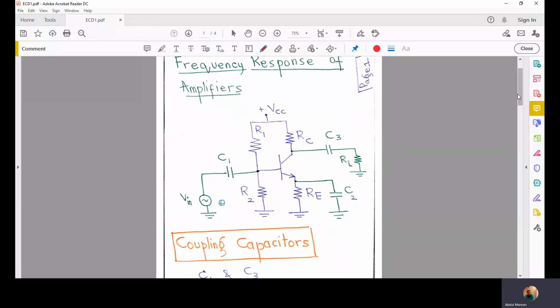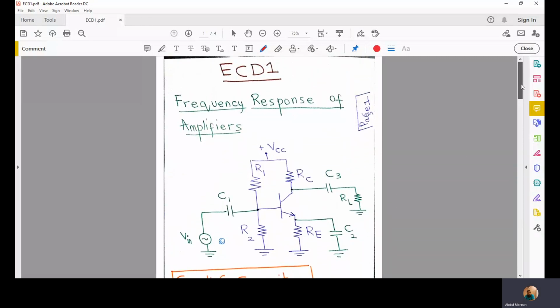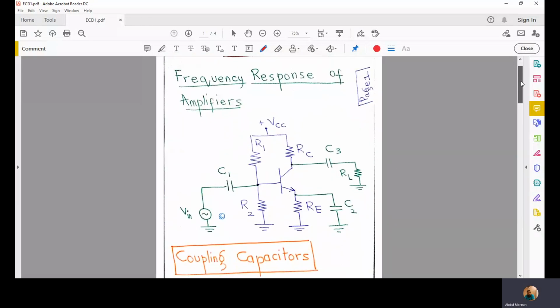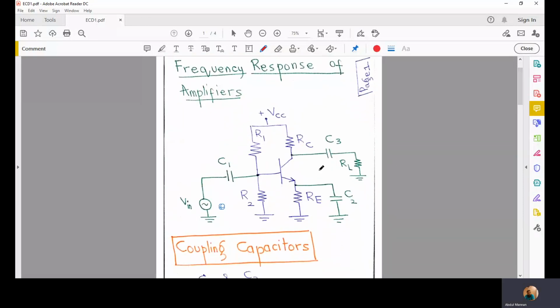In this course, we'll start studying frequency response of these amplifiers that we have been studying in our last course. What does the frequency response mean? It means that if we apply the input signal, of course, this input signal is a sinusoidal signal, and it has some magnitude and a frequency.